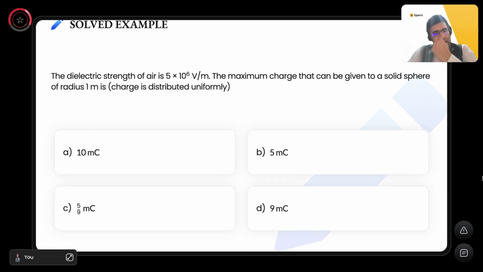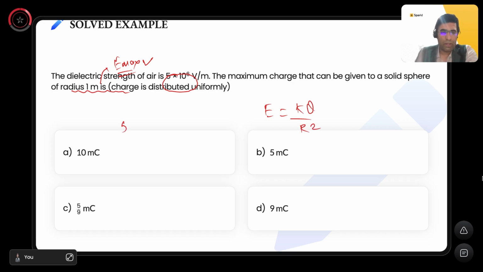The dielectric strength of air is, so what is dielectric strength? It is the maximum electric field, you have to remember it. So the maximum electric field can be 5 into 10 to the power 6 volts. So the electric field near a solid sphere is how much? kq by r square. So we have given the value 5 into 10 to the power 6 is equal to 9 into 10 to the power 9 into q, we have to find, and the radius is 1 cm square.